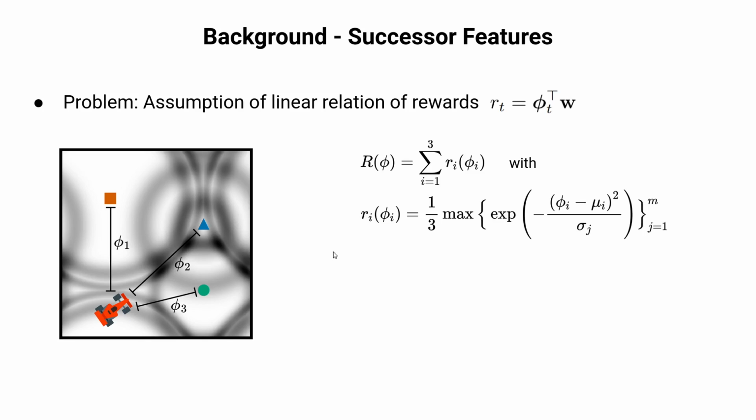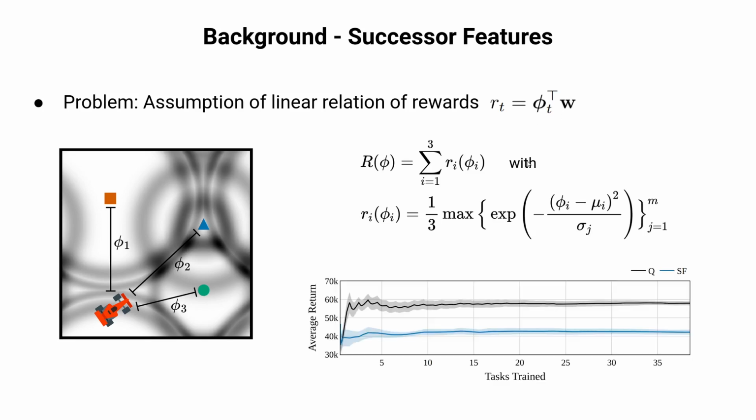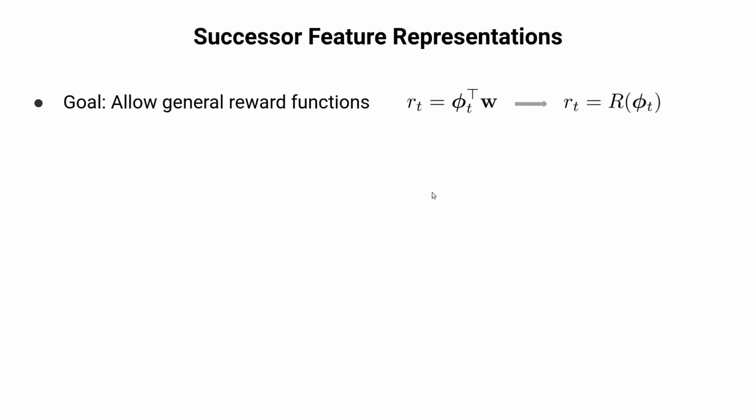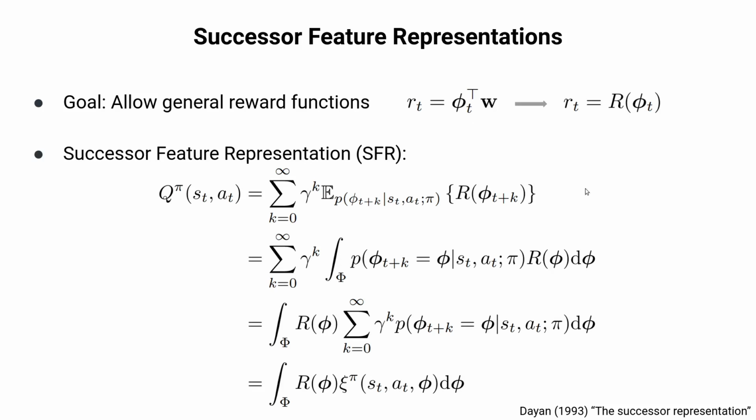Using the successor feature approach in this example is not successful, as the Gaussian rewards cannot be appropriately represented with a linear combination of weights and features. So as a result, the successor feature approach in blue has a lower performance compared to Q-learning that does not use transfer learning between tasks. Our goal now is to allow direct transfer between tasks, where the reward function can be of any general form. To achieve this, we propose the successor feature representation, which is a slight reformulation of the successor representation.